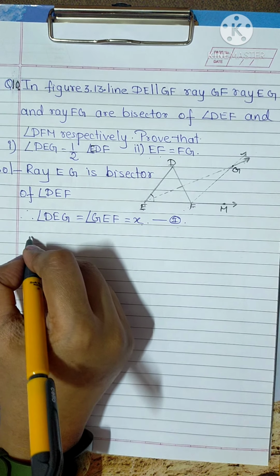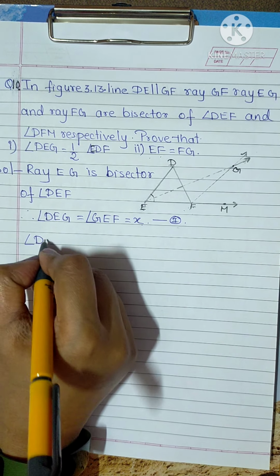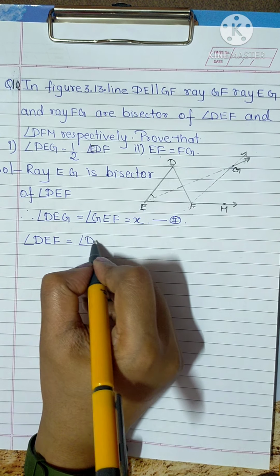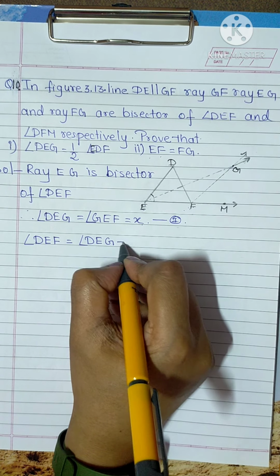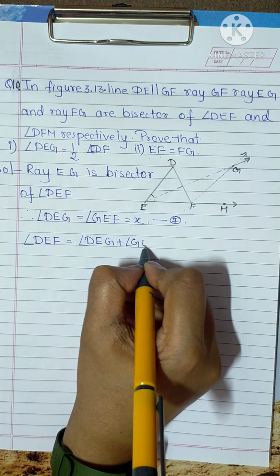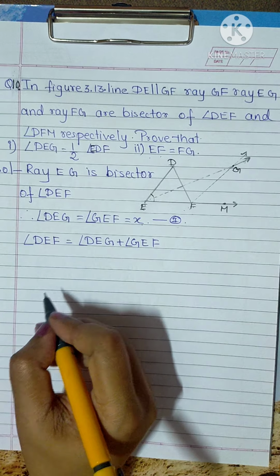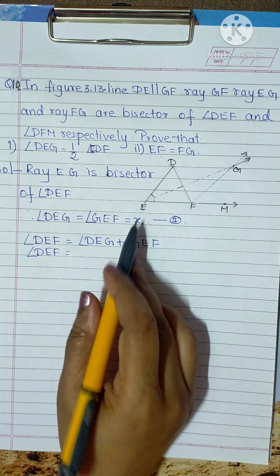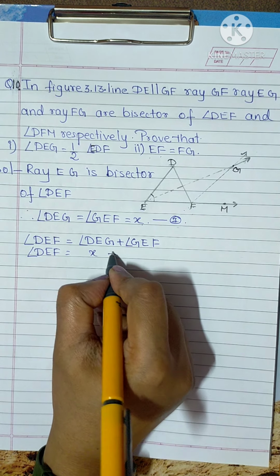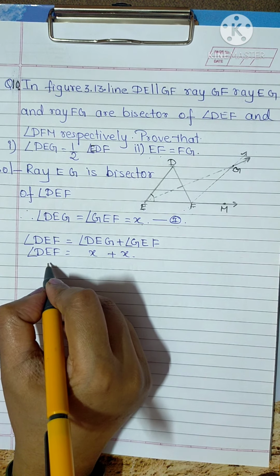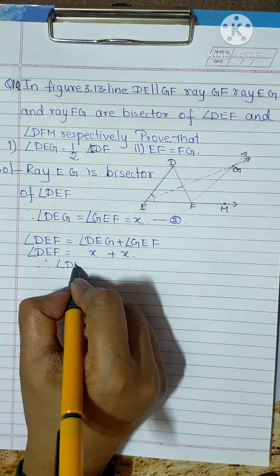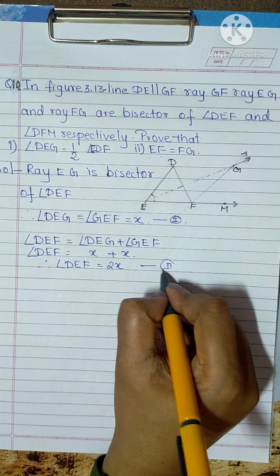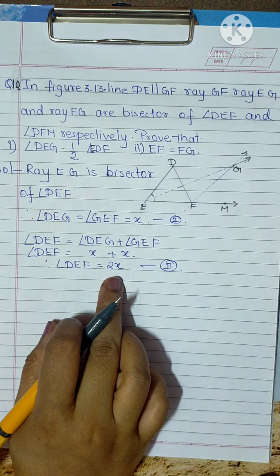Now angle DEF is equal to angle DEG plus angle GEF. Okay, so angle DEF equal to what we have taken? We have taken X. So X plus X will come. So therefore angle DEF is equal to 2x. This is our second condition. We have taken 2x.